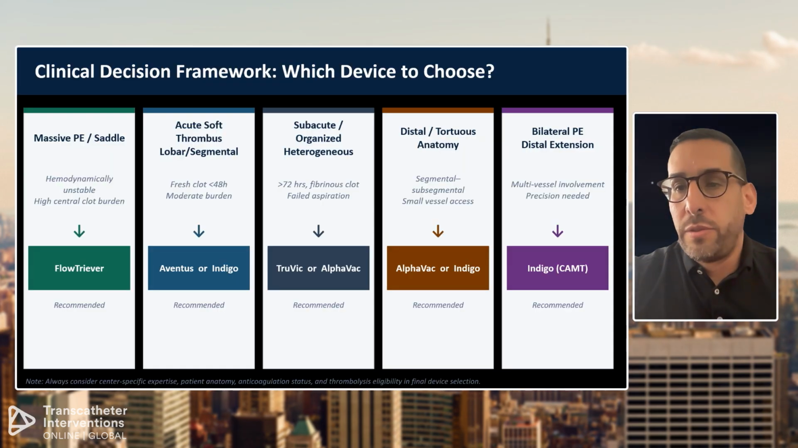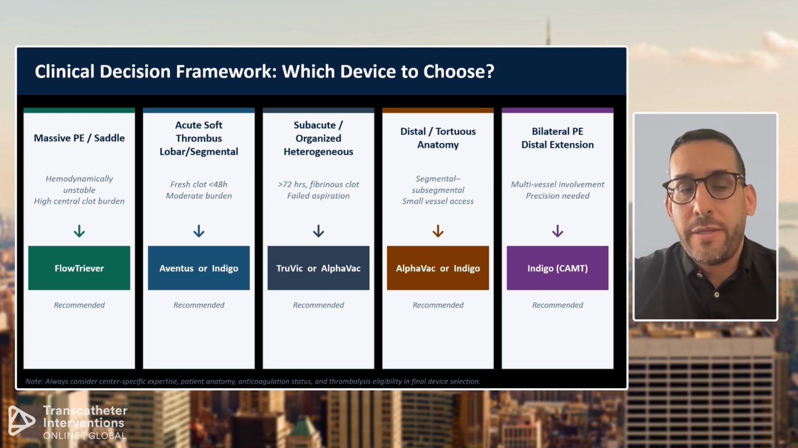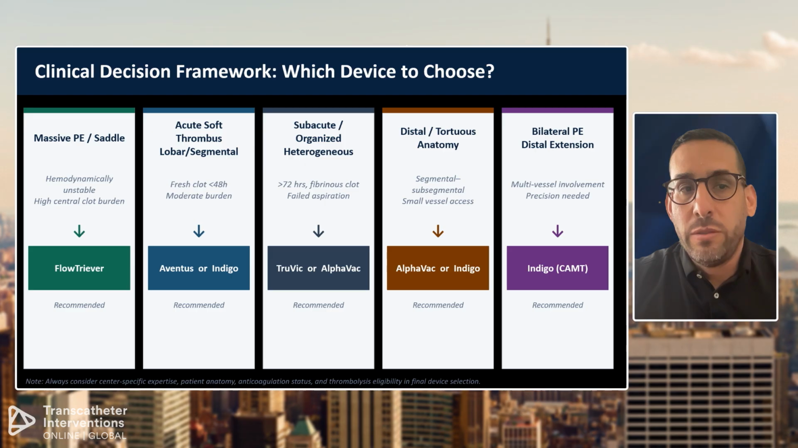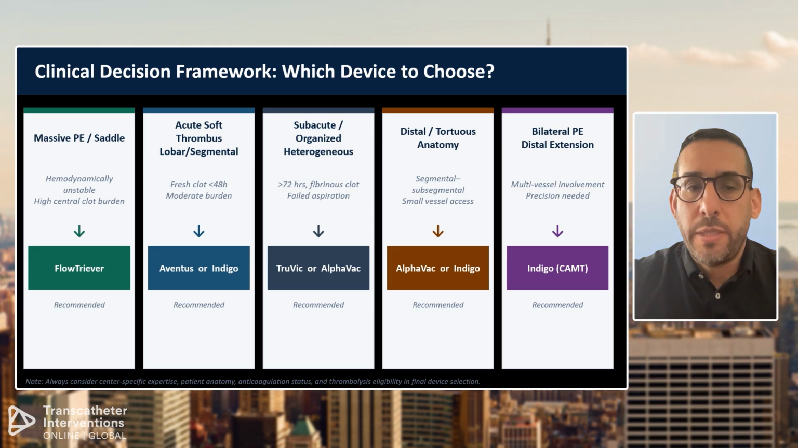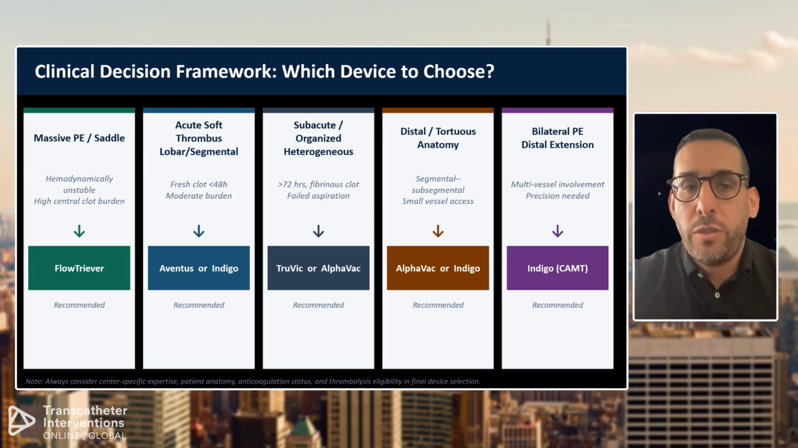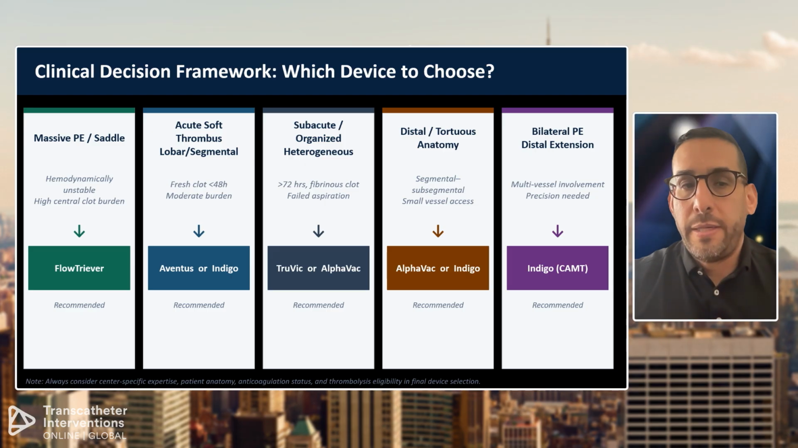So what is the clinical framework for which device to use? I think in massive PEs in the saddle, the FlowTriever is ideal. In patients who have acute soft thrombus or beyond the saddle, you may want to consider the Indigo or the Aventis. They're smaller bore and can get there safely, and are much more flexible and easy to track. And for subacute organized thrombus, if you need something a little more powerful, TruVue and AlphaVac would work great. And in distal anatomy, again, the Indigo and Aventis when you're trying to go distal.